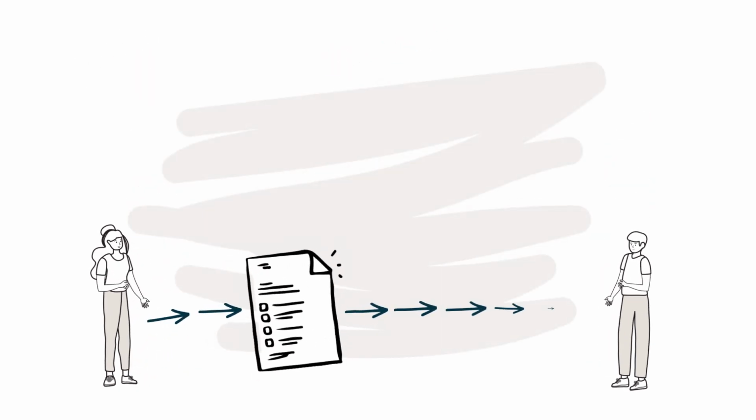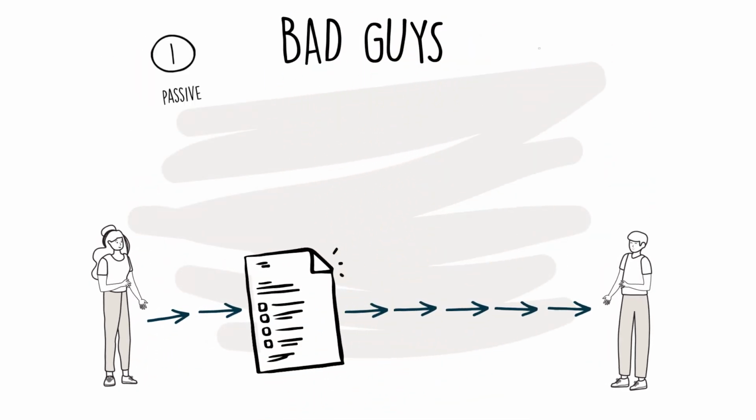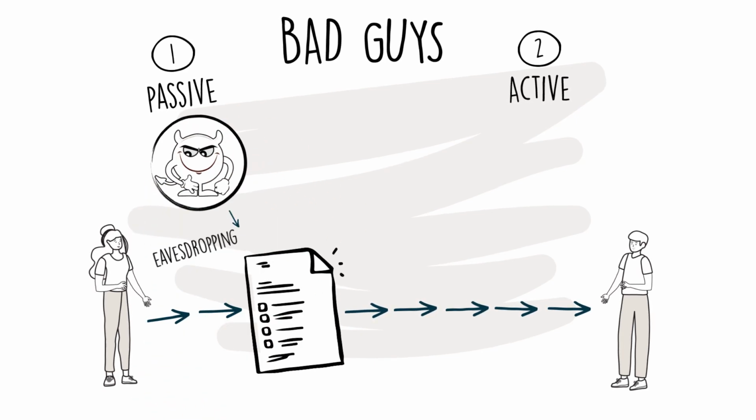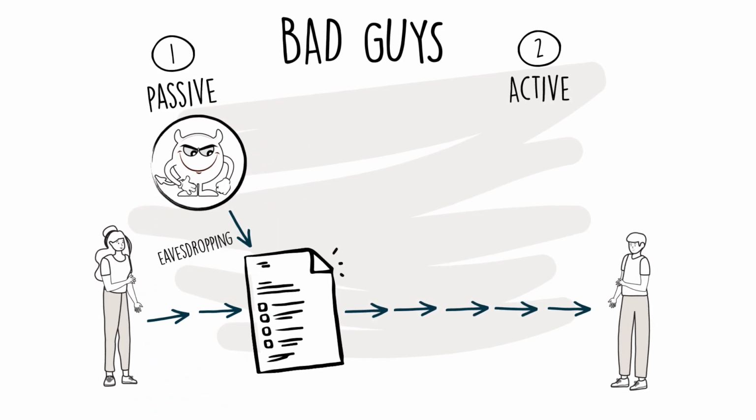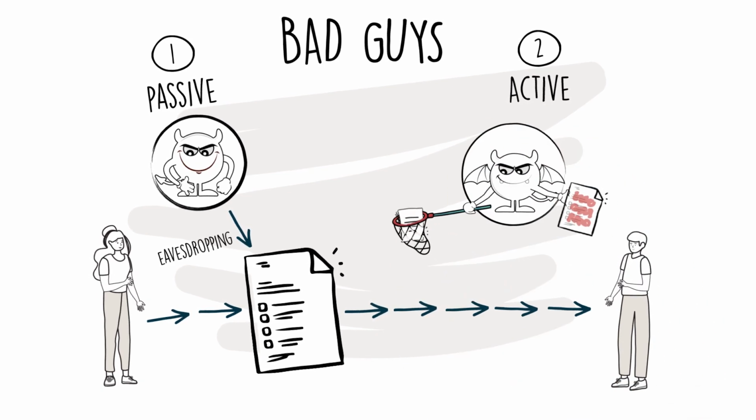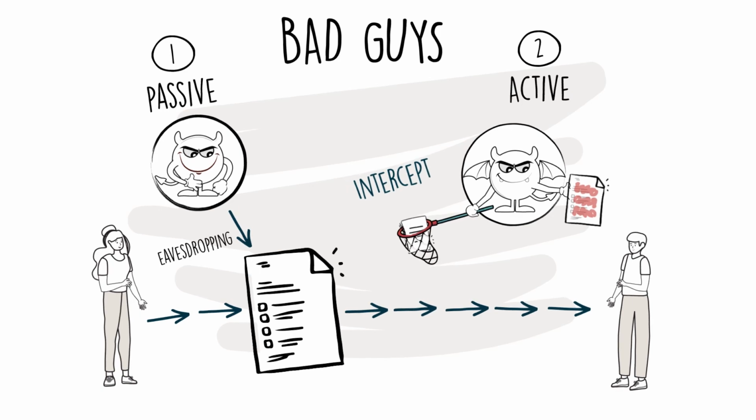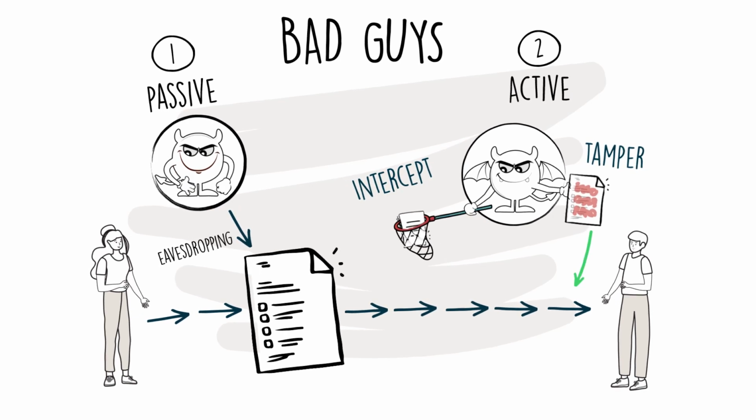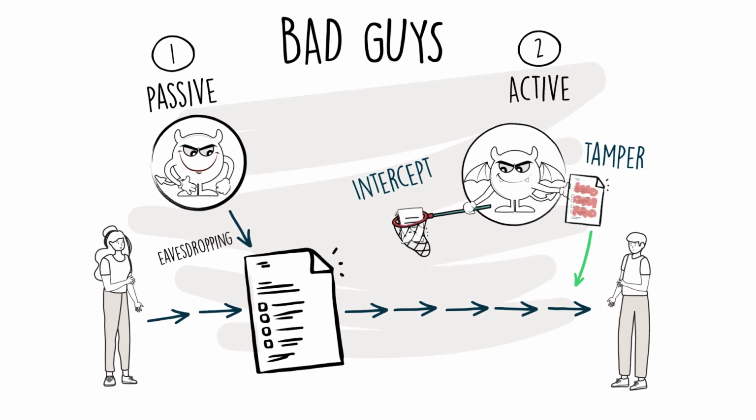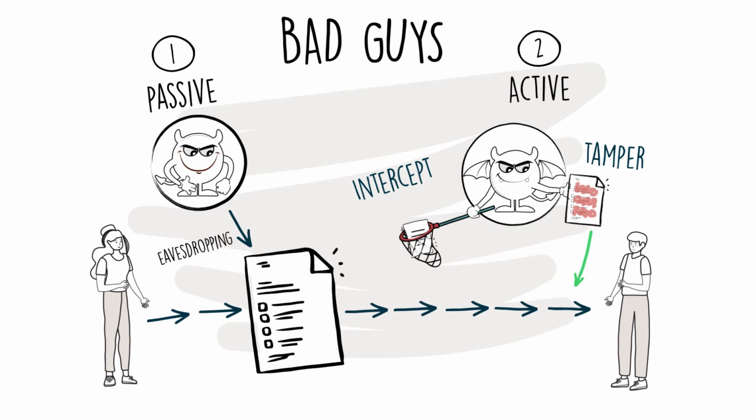Imagine a world with two different types of bad guys, passive and active. There are bad guys that passively listen into other people's communication and steal confidential information. There are also bad guys that actively intercept messages, tamper with them, and then send them on to the intended recipient. Different levels of security can defend against one or both types of bad guys.